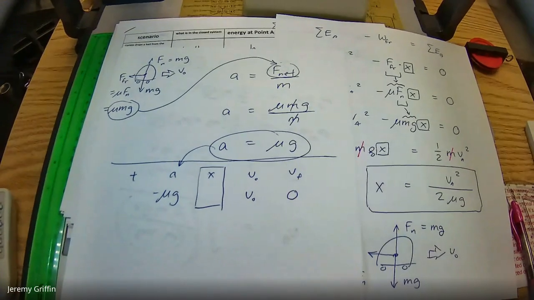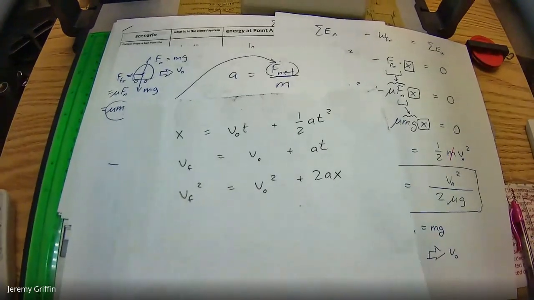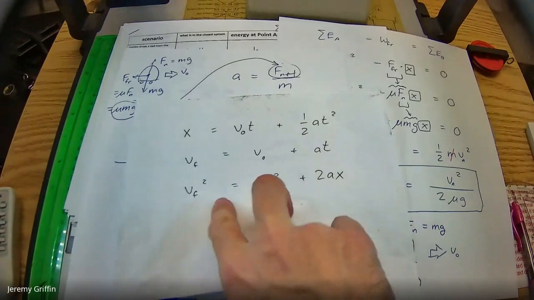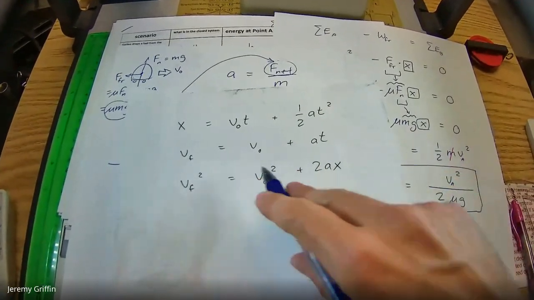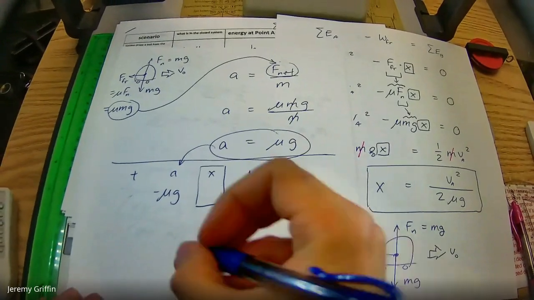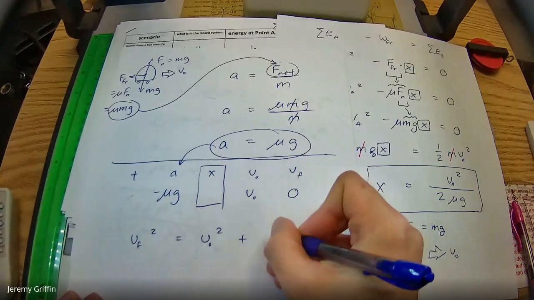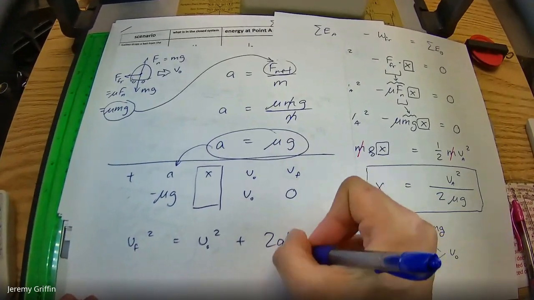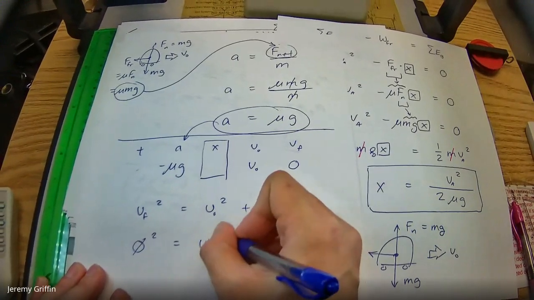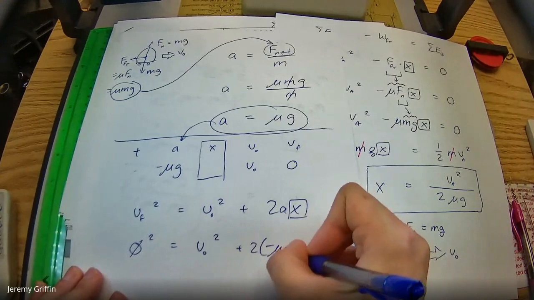Then you go equation shopping and say, okay, I've got a kinematic question. What is x if you know a and the two v's? Wouldn't that just be this last one right here? Final velocity squared equals initial velocity squared plus 2ax. We're solving for x. This goes to 0 from whatever speed it was going, plus 2 times negative mu g times x.